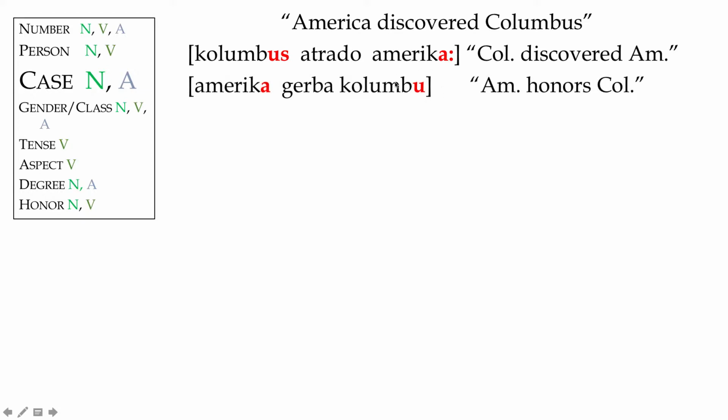I could actually make a different sentence. If I wanted to say America honors Columbus, which would make sense in English to say something in that order, the fact that there's a short a here and not the long one says, okay, America is the doer. The fact that I don't have the s on Columbus, I took the s off and just have this oo.